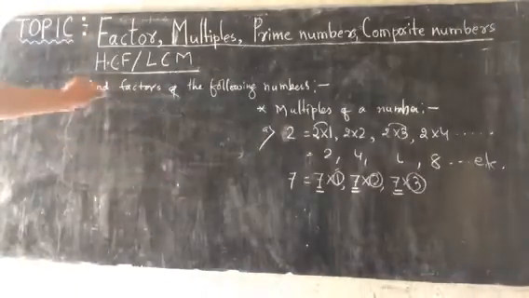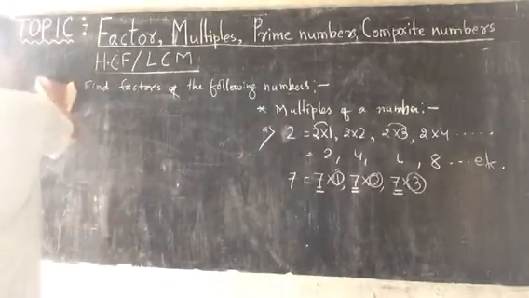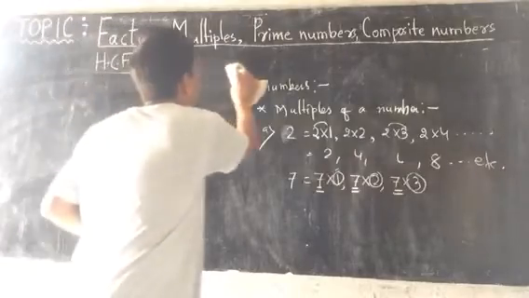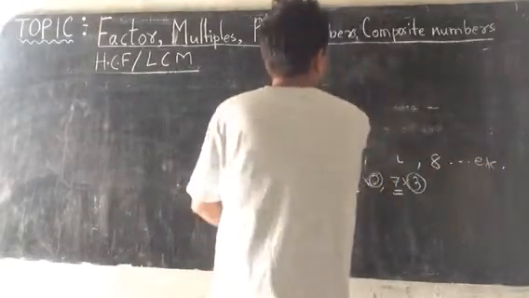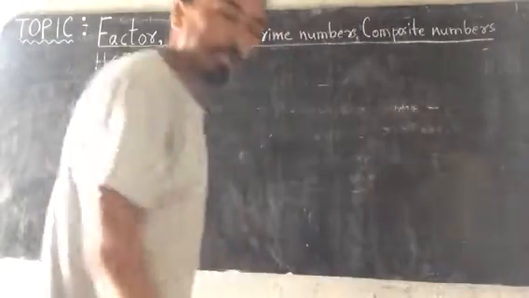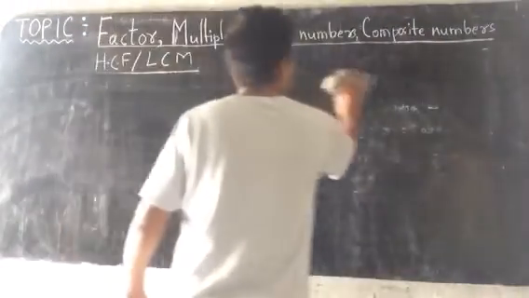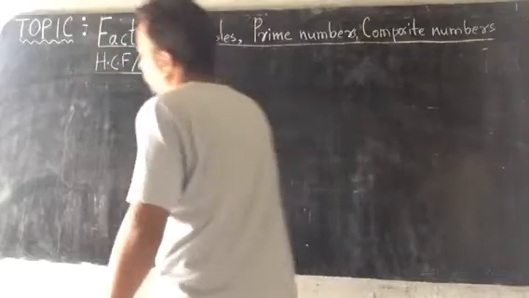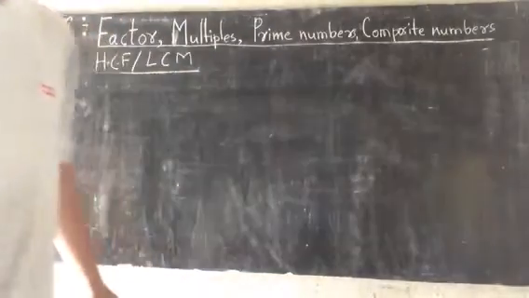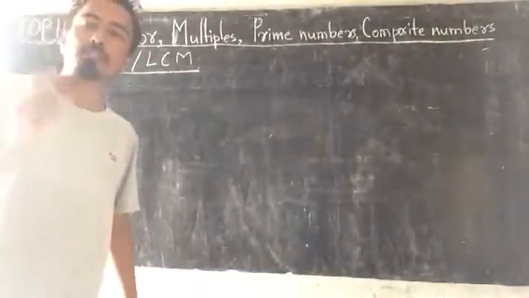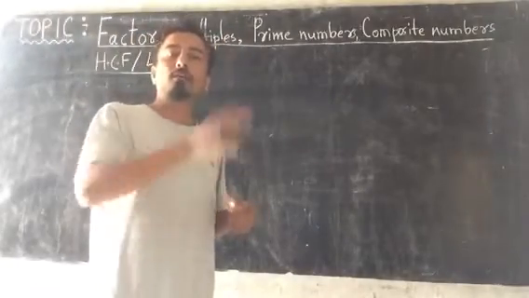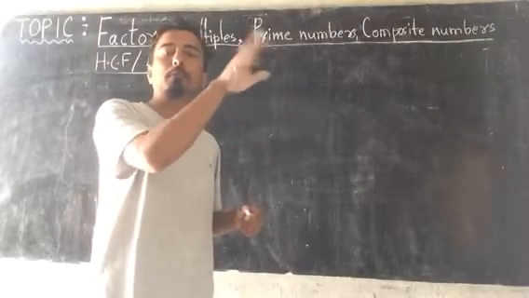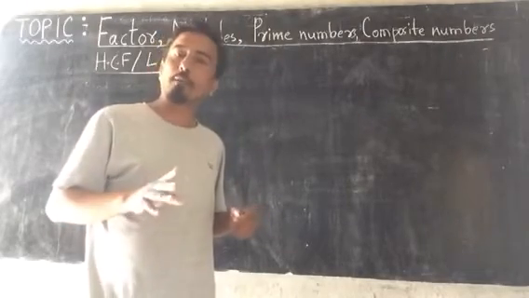Before teaching you how to find the factors, I will teach you how a number is divided orally, as well as how we can understand that a particular number will be divided by another number. There are certain rules by following which you can understand that a given number can be divisible by this or by that.